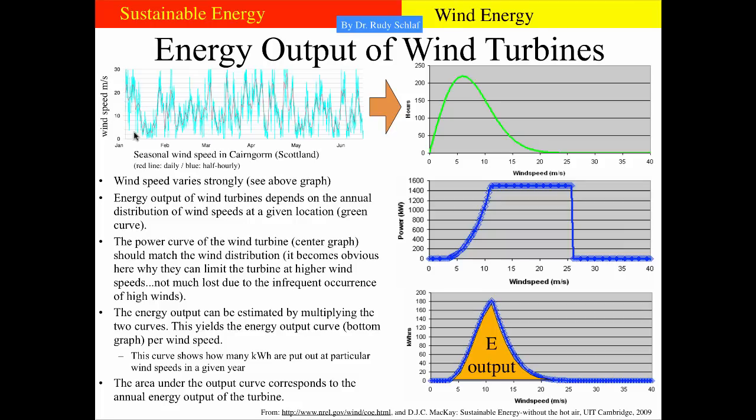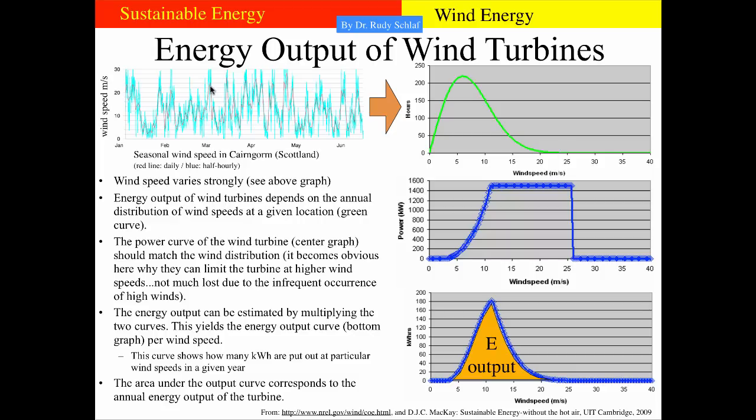Here you see a graph that shows the seasonal wind speed in a place in Scotland, and this here is the months of half a year, and this is the wind speed in meters per second. So you see it goes from 0 to 30. So how does this now translate into energy output? We have here moments where there's very low wind speed, and then we have moments where the wind is blowing really hard. In fact, the red line, that is the daily averages of wind speed. So there are clearly windy days and less windy days.